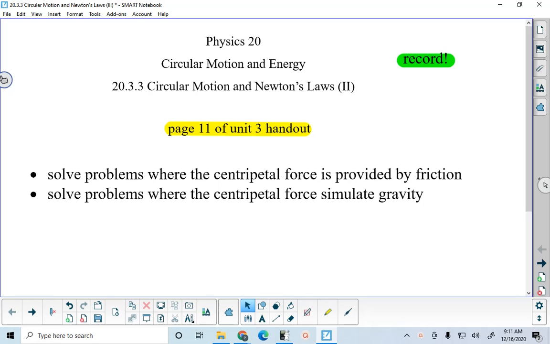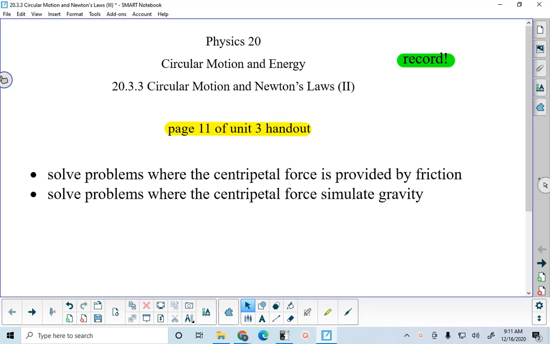So what we're looking at here is the third part. I should have a 3 in brackets here. It should say circular motion and Newton's laws, part 3, I think. Is that right? Should say part 3? Okay. But this is on page 11 of your Unit 3 handout.